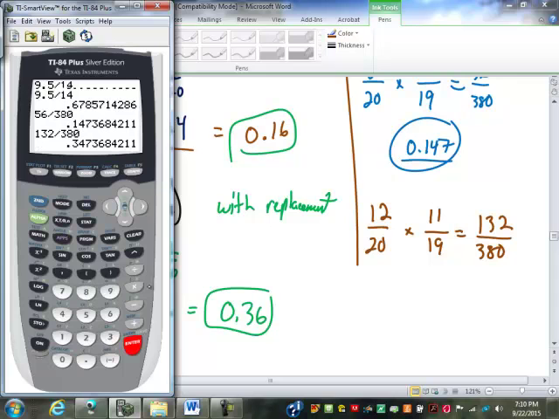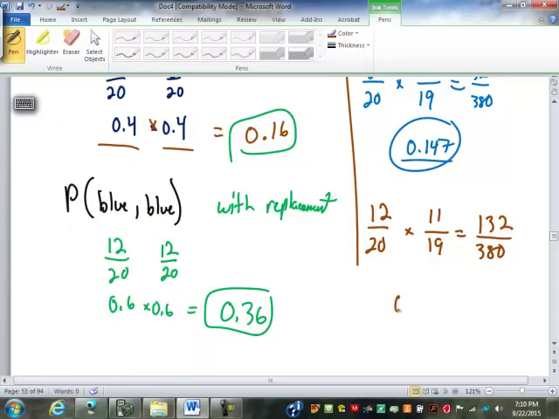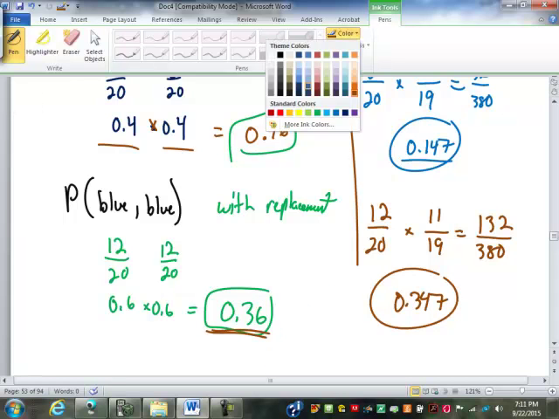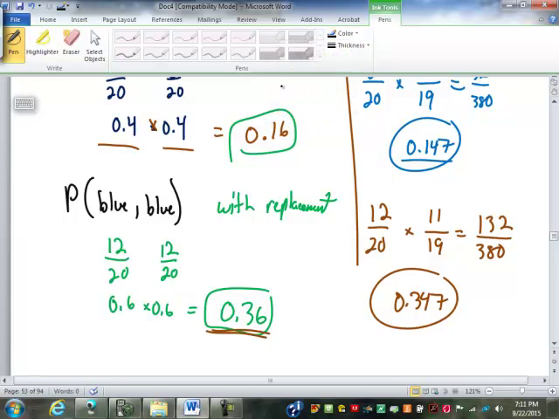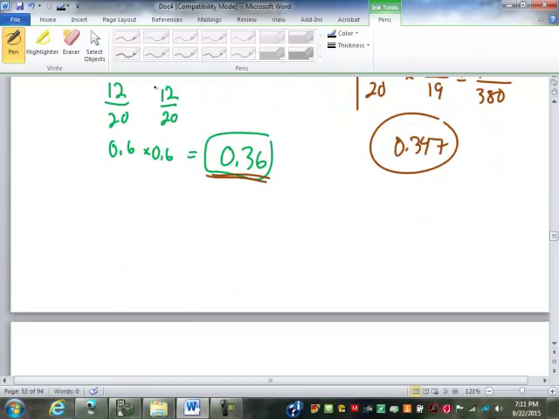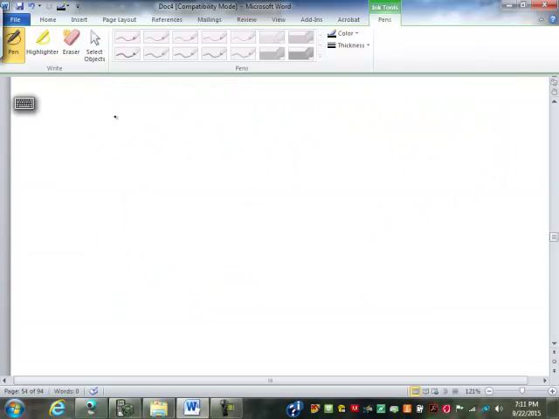So this is going to be 0.347. So you can see, again, significantly lower than if we put the first marble back. So you asked, what's the probability of pulling out one of each? The question is, does it matter whether the first one is red and the second one's blue, or the first one's blue and the second one's red? I think it would matter. It does matter.